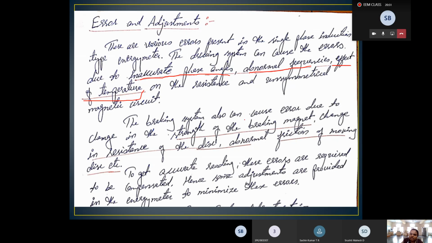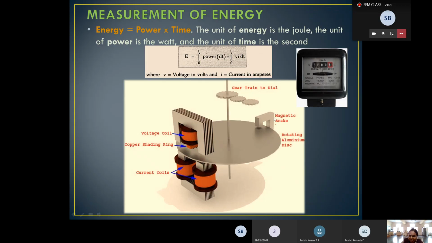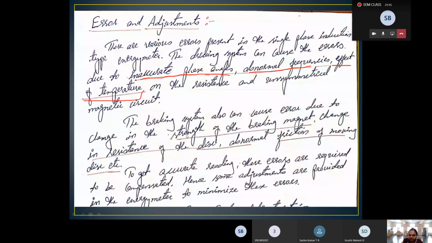Braking system also can cause error due to a change in the strength of the braking magnet, because in the construction this is a magnet, right? There may be an issue with the material you are going to use in the construction of a magnet. If it is a proper one, then it will be good, or else it is no use. Change in the strength of the braking magnet and change in the resistance of the disc.